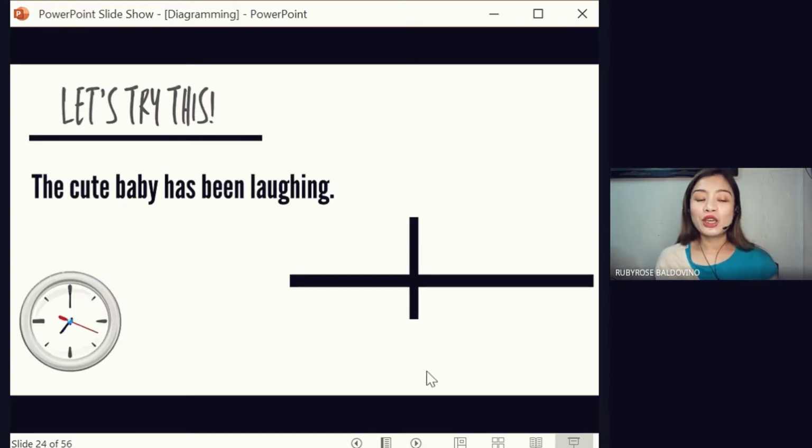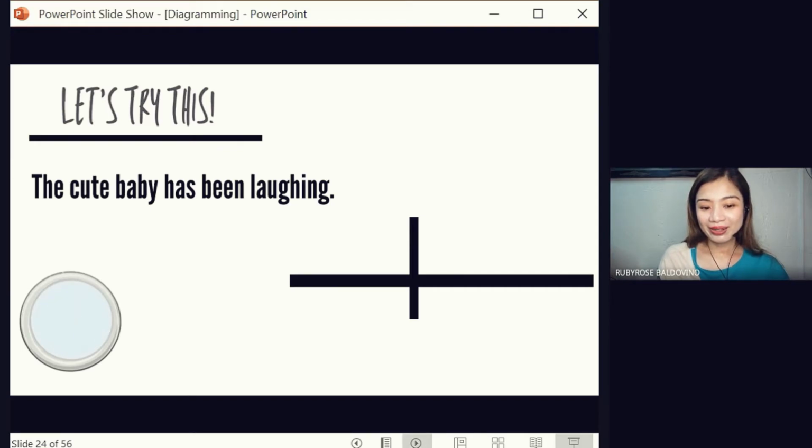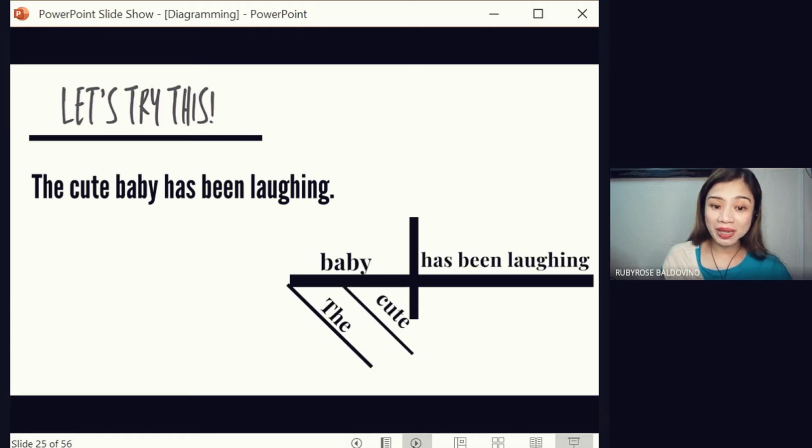Let's try this one. The cute baby has been laughing. How will you diagram this sentence? I'll give you 5 seconds. Okay, let's see. Again, you first identify the subject and the verb. Our subject is baby and our verb is has been laughing. The is the article, which should be placed below the subject, and we have the adjective cute. Cute describes the baby, so we place the adjective cute on a slanted line under the word baby.